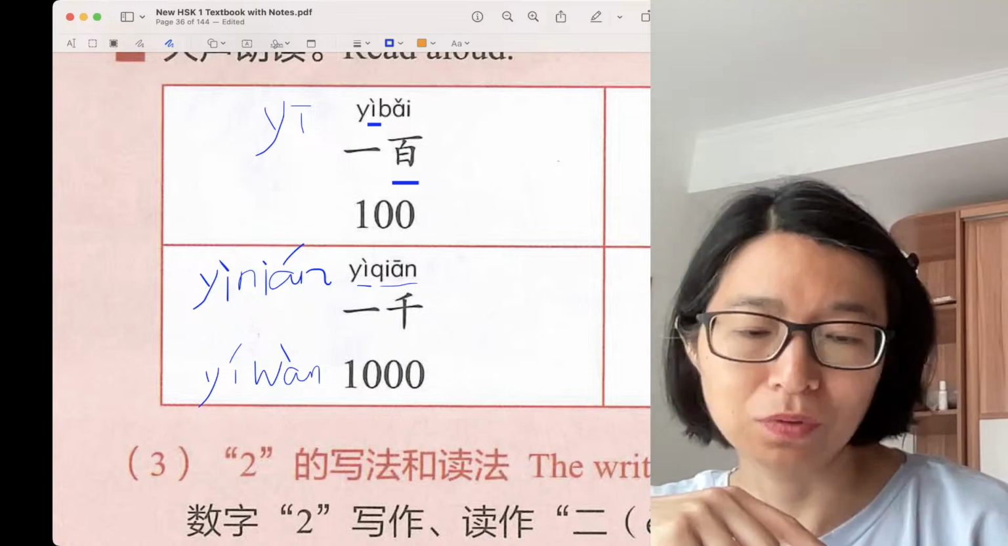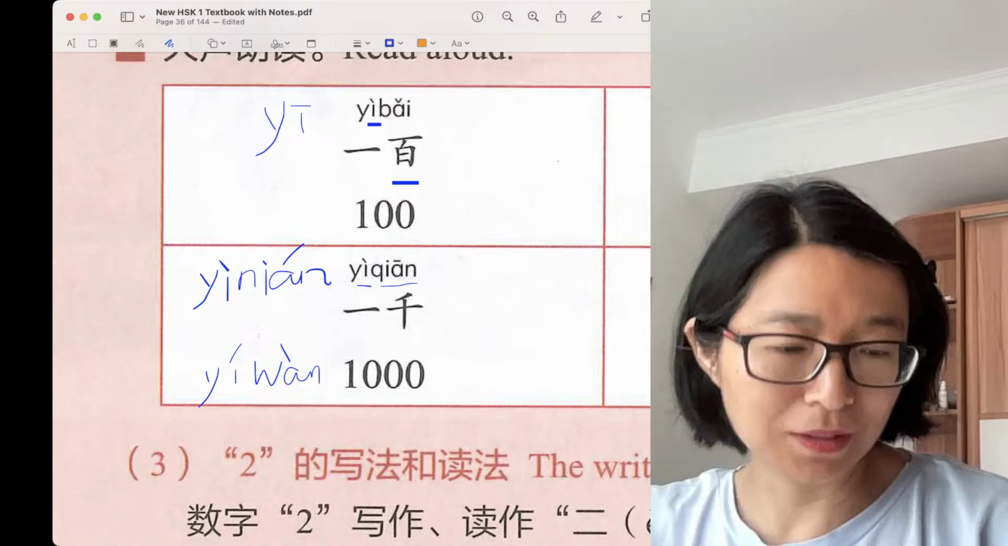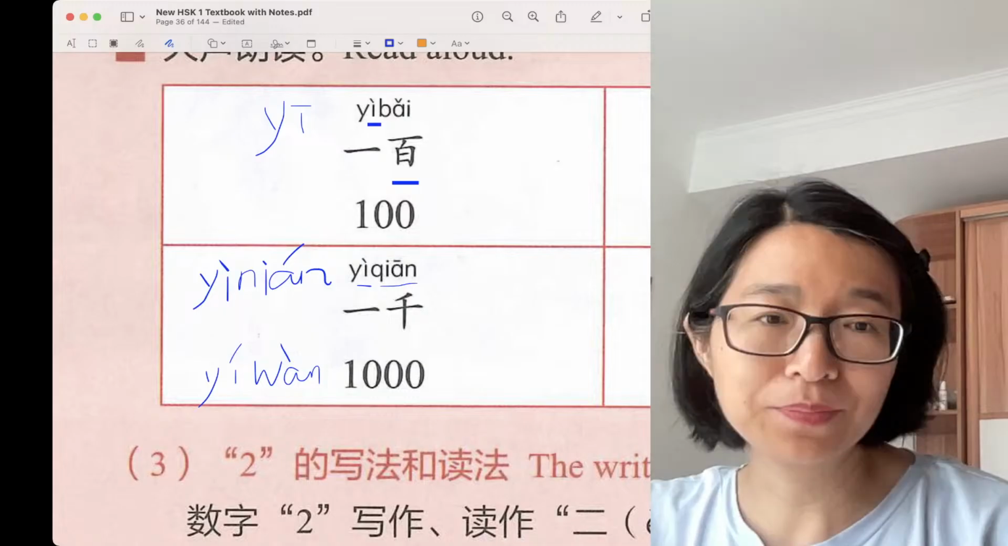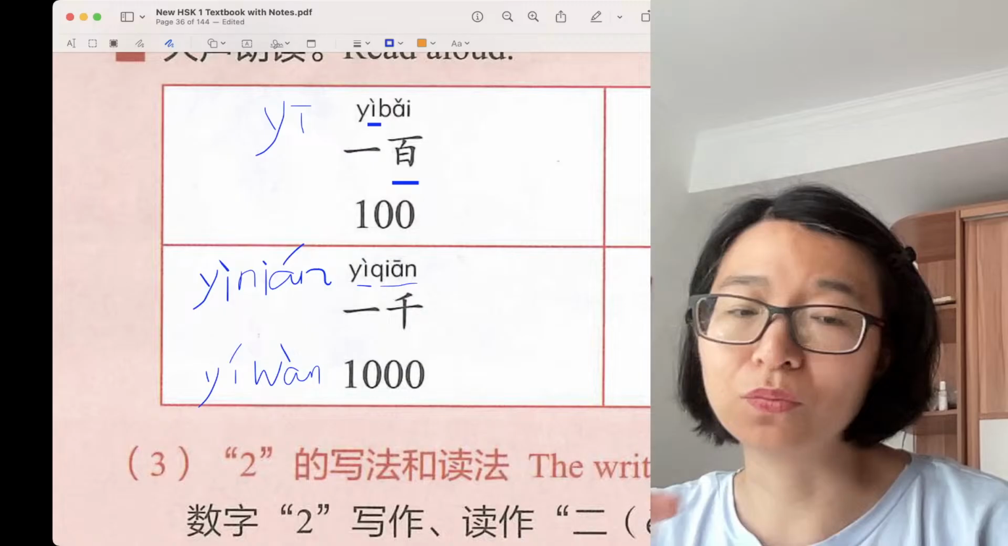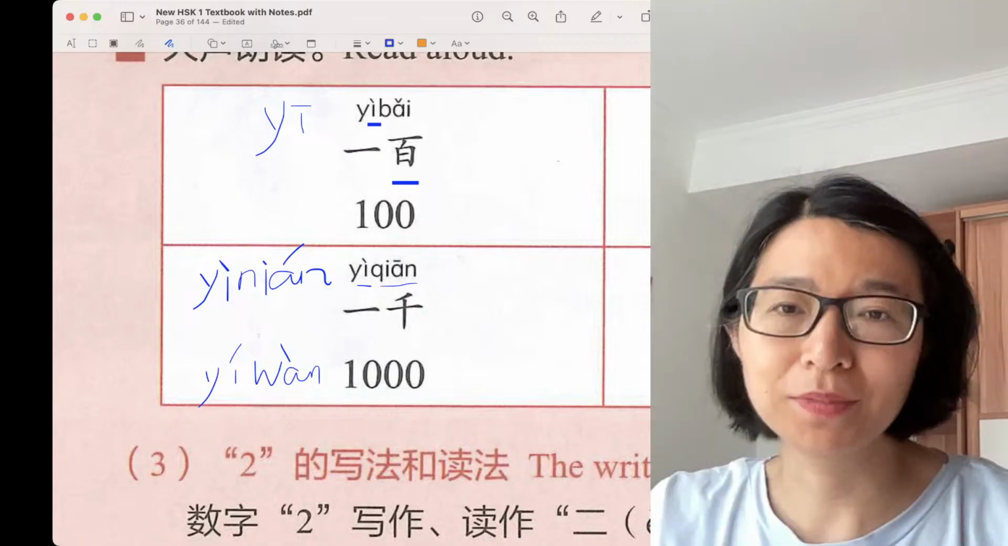So go up, go down. Yeah, it's much easier to say than the original tone. We say 一万. Yeah, it sounds more natural. Do you agree?